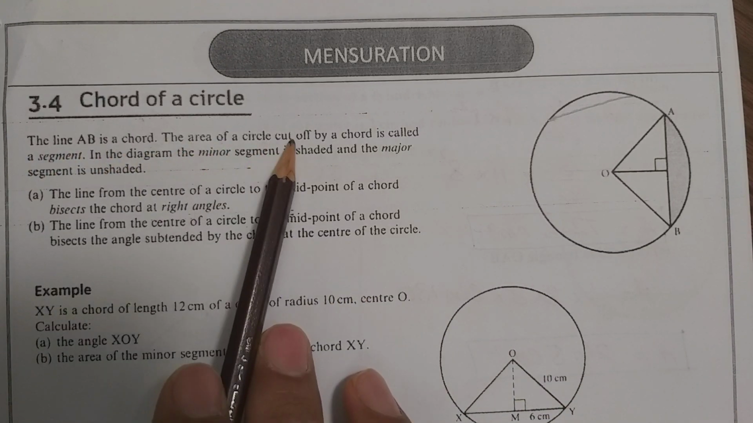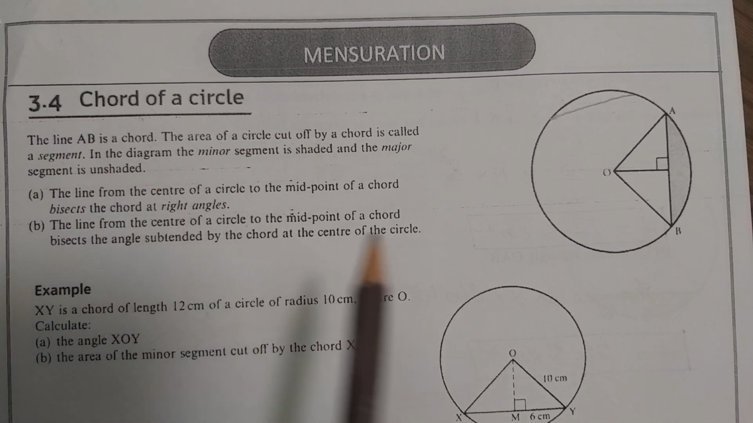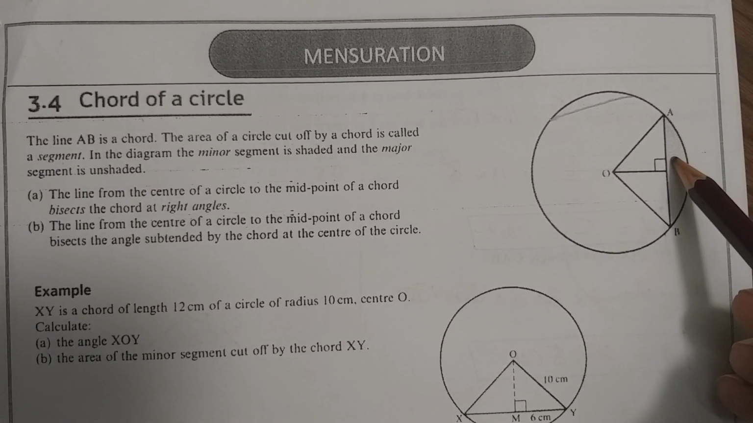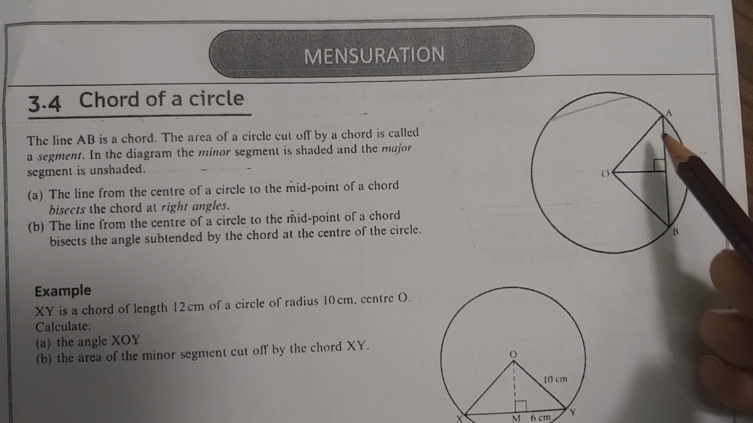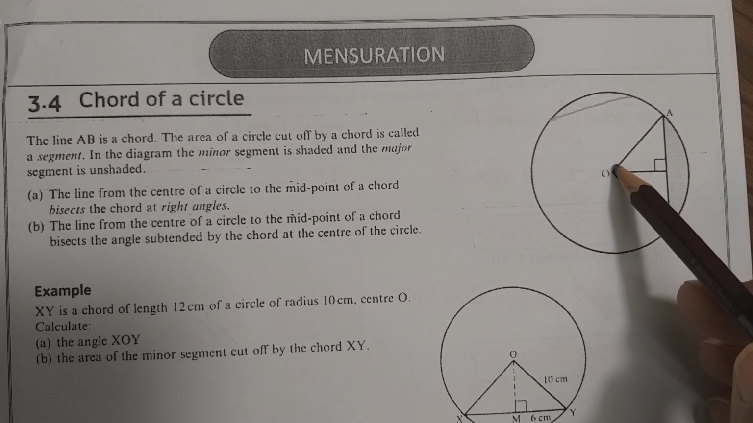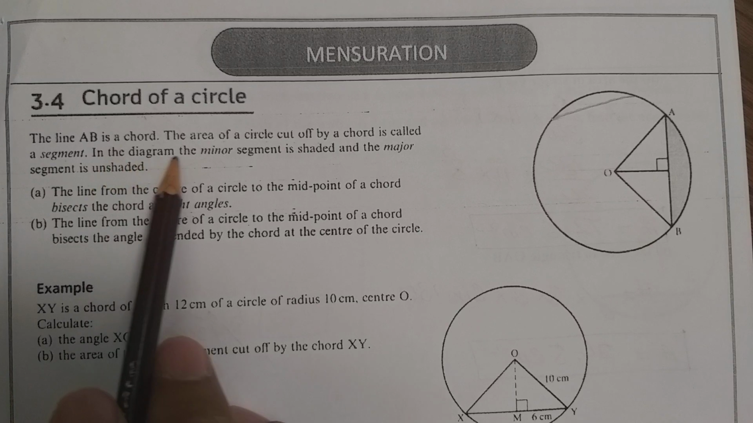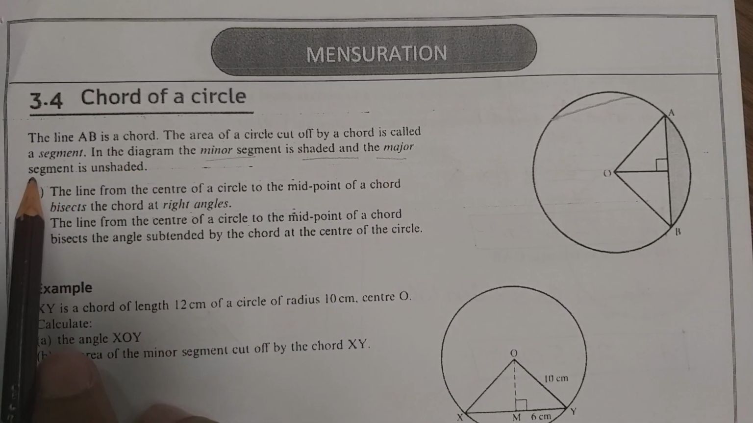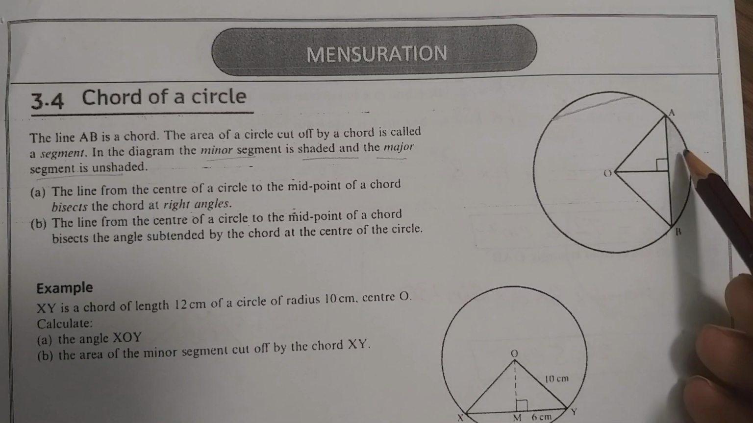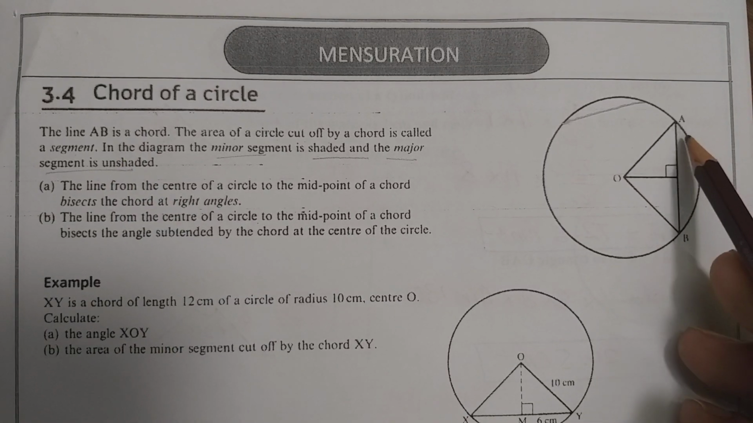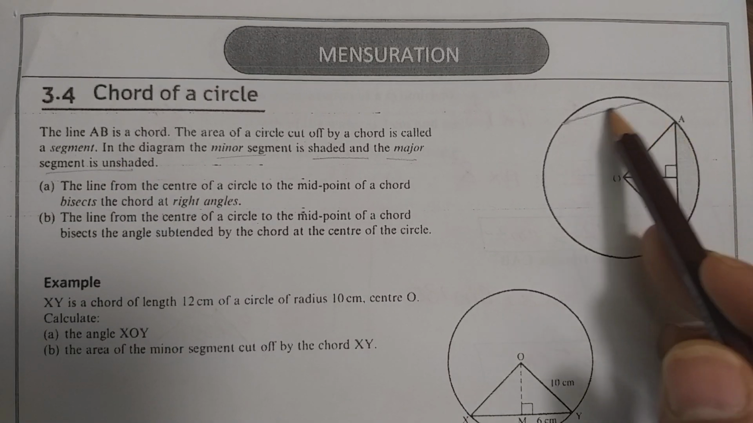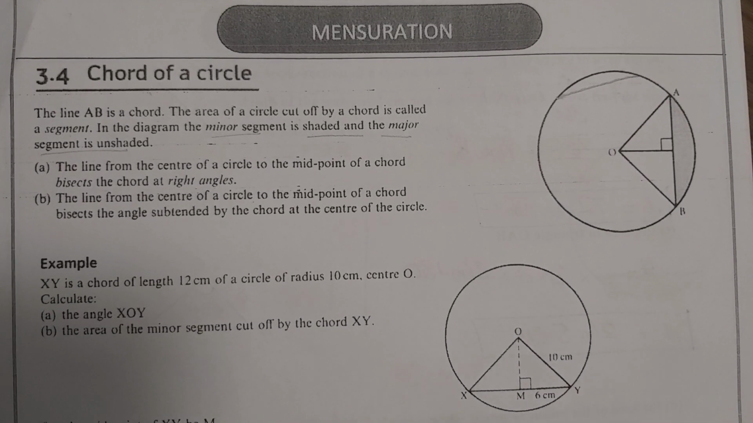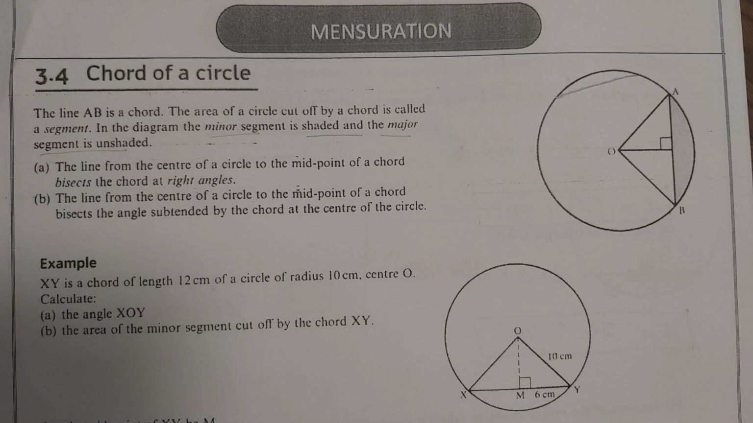The area of the circle cut by the chord is called the segment. This part is called the segment. The smaller part is called the minor segment, and the major unshaded part is called the major segment. In the diagram, the minor segment is the shaded one, and the major segment is the unshaded one. Minor is a small part of the segment, so that's why it's called minor, and the unshaded is the bigger one.